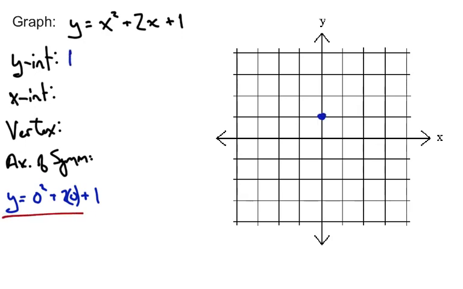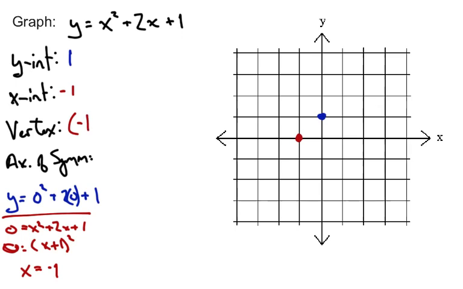For the x-intercept, we plug 0 in for y. And we'll solve this by factoring. And so we see that our x-intercept is going to be at -1. When we only have one x-intercept, that's going to be our vertex. So our vertex is going to happen at this point, (-1, 0).